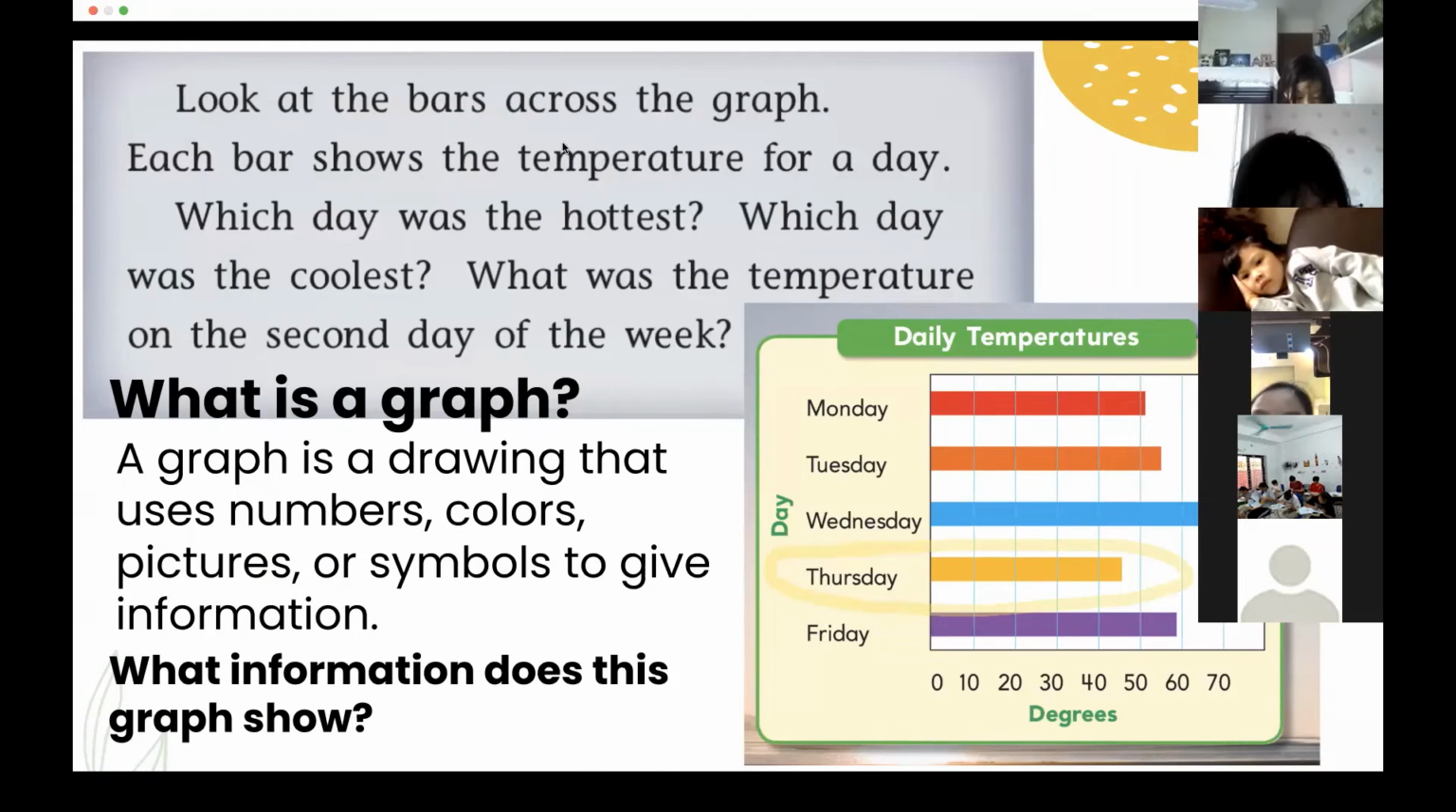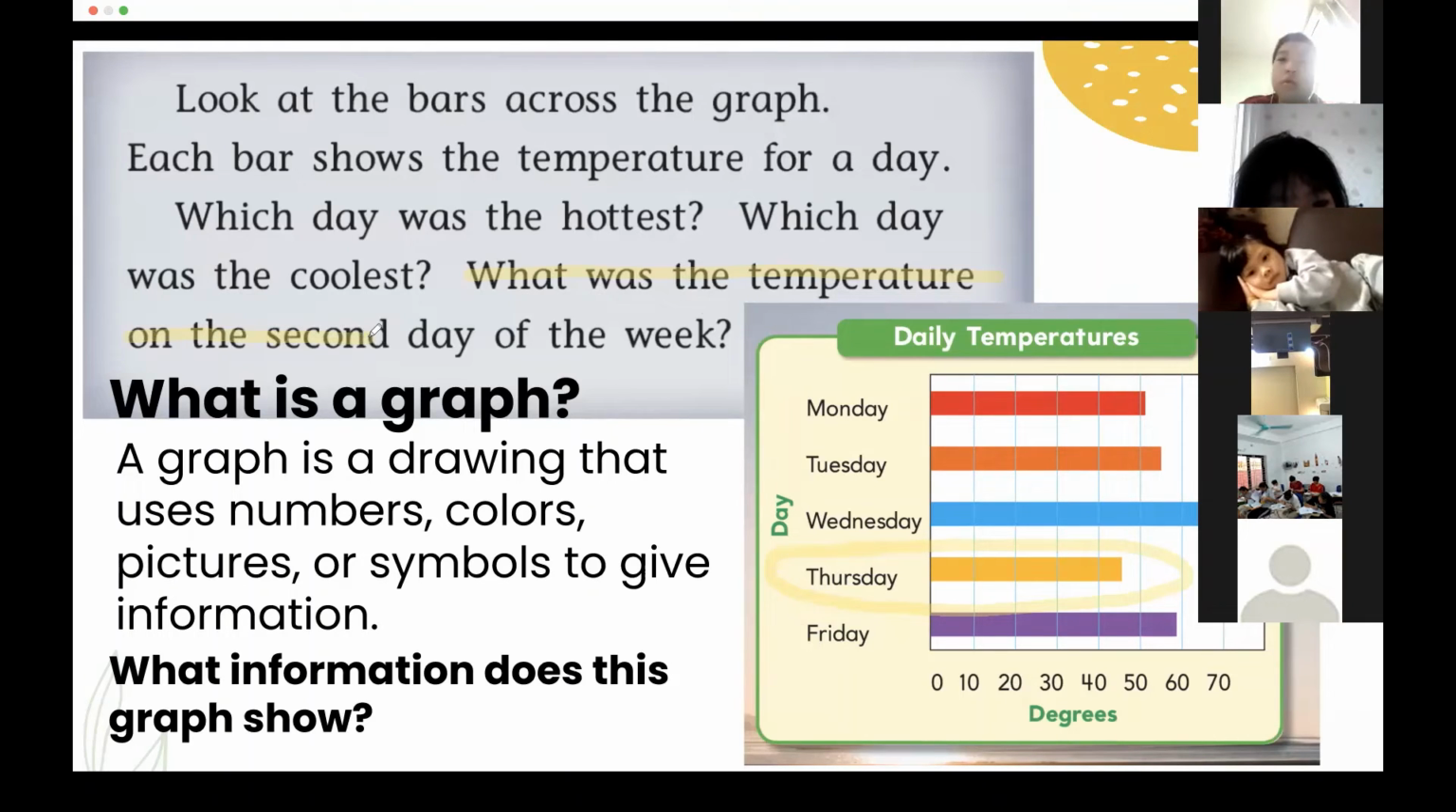Who can read the next question for me from the text? Sarah, do you want to read this last question for me? What was the temperature on the second day of the week? Very good.